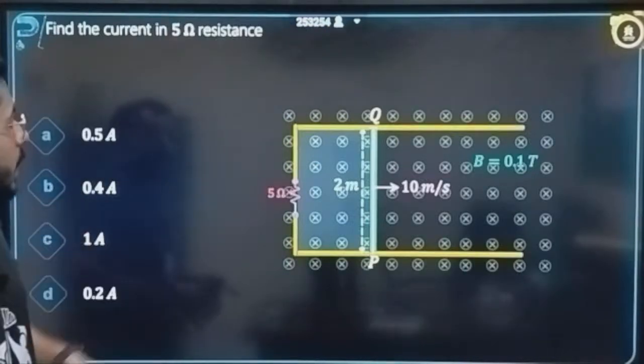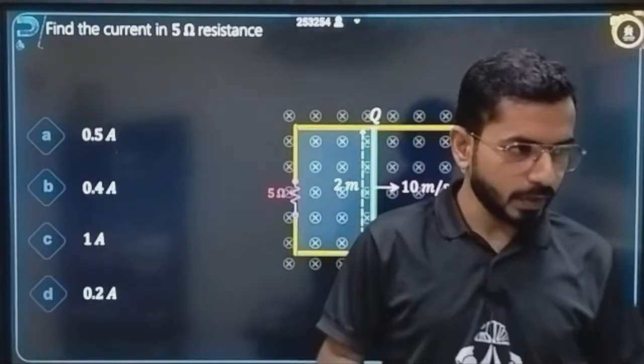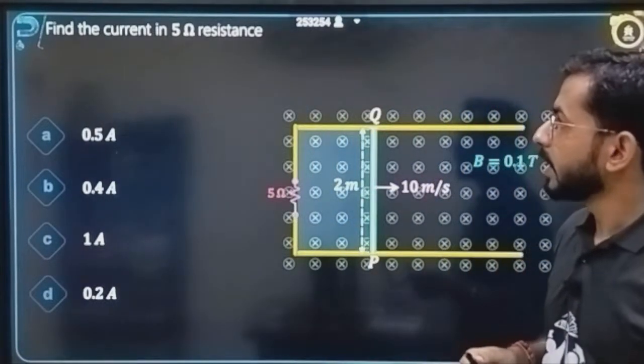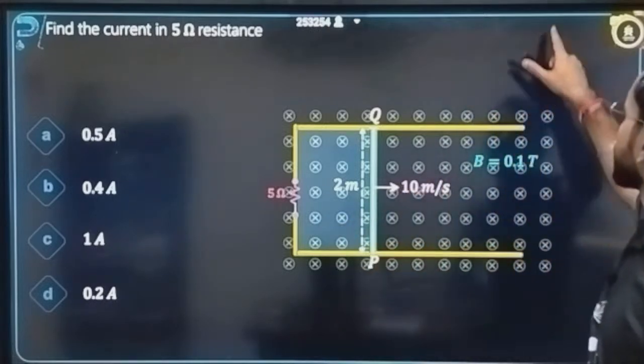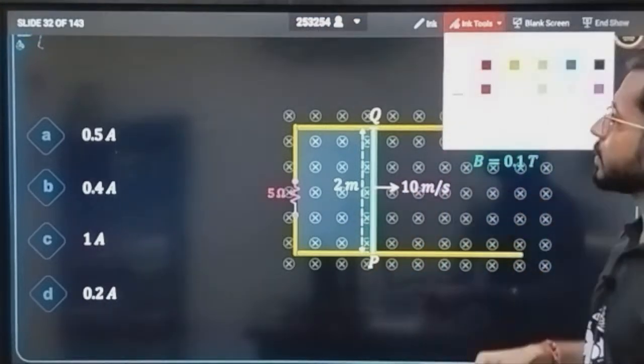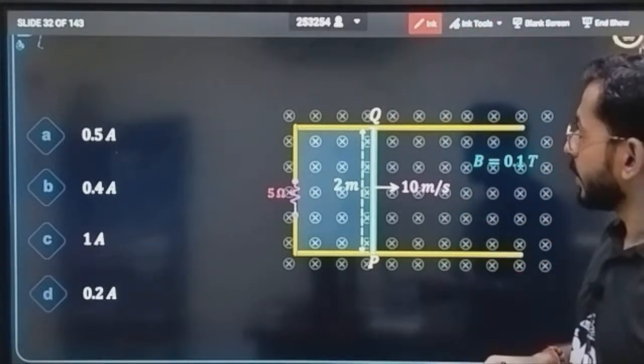Okay, now there is a basic question. Try to solve this question by yourself first. Okay, let's check how you can solve this question. Find the current in the 5 ohm resistance. Find the current in the 5 ohm resistance. Tell me how you will be calculating. You have to calculate the current in the 5 ohm resistance.